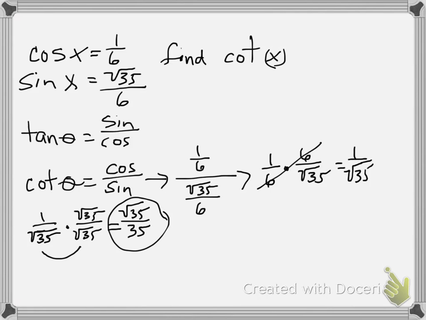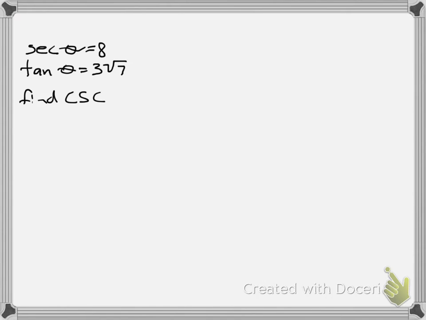All right, by now I hope you're thinking that this really isn't too bad, and I think that I could agree with you at this point. So we'll do one more problem like this, and then we'll move on to a new identity. So the last problem we'll do is if the secant of an angle is equal to 8, and the tangent of an angle is equal to 3 times the square root of 7, find the cosecant.